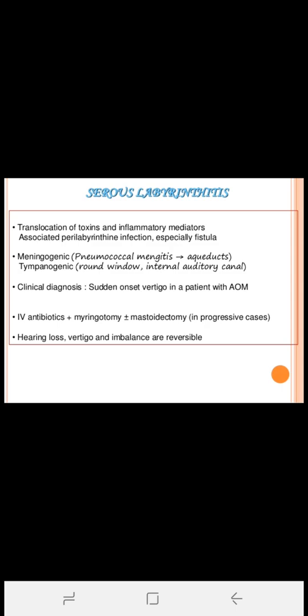It can be tympanogenic or meningogenic. That is, pneumococcal meningitis will be there and it has spread from the cerebral aqueduct to the labyrinth, or from the middle ear infection it has spread through the round window or through the internal auditory canal to the labyrinth. If there is sudden onset of vertigo in a patient with acute otitis media, we can say that the patient might have serous labyrinthitis.